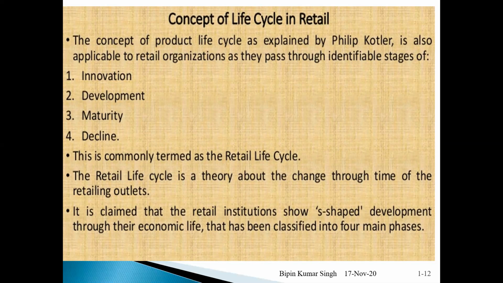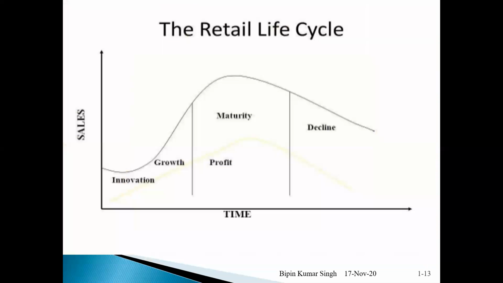The concept of life cycle in retail. The concept of product life cycle, as explained by Philip Kotler, is also applicable to retail organizations as they pass through identifiable stages like innovation, development, maturity, and decline. This is commonly termed as the retail life cycle. The retail life cycle is a theory about the change through time of retail outlets. It is claimed that retail institutions show S-shaped development through their economic life that has been classified into four main phases: the innovation, the growth, maturity, and the decline.